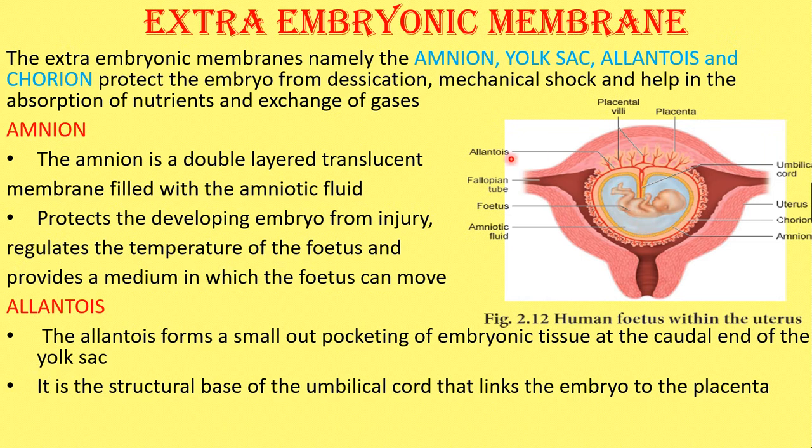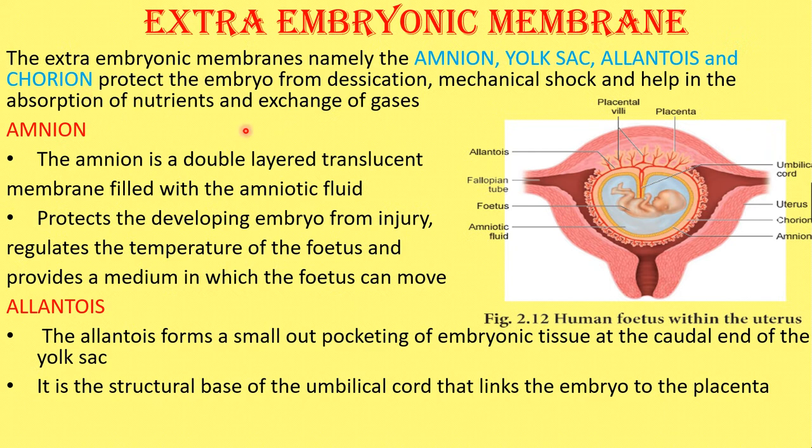And you can see at the caudal end, there is another membrane present with the villi. It's called allantois. So these are the three extra embryonic membranes, that is amnion, chorion, and then allantois. And a rudimentary yolk sac will be there at the starting time, then it will disappear. And these are the protective extra embryonic membranes. So extra embryonic membranes are amnion, yolk sac, allantois, and chorion.